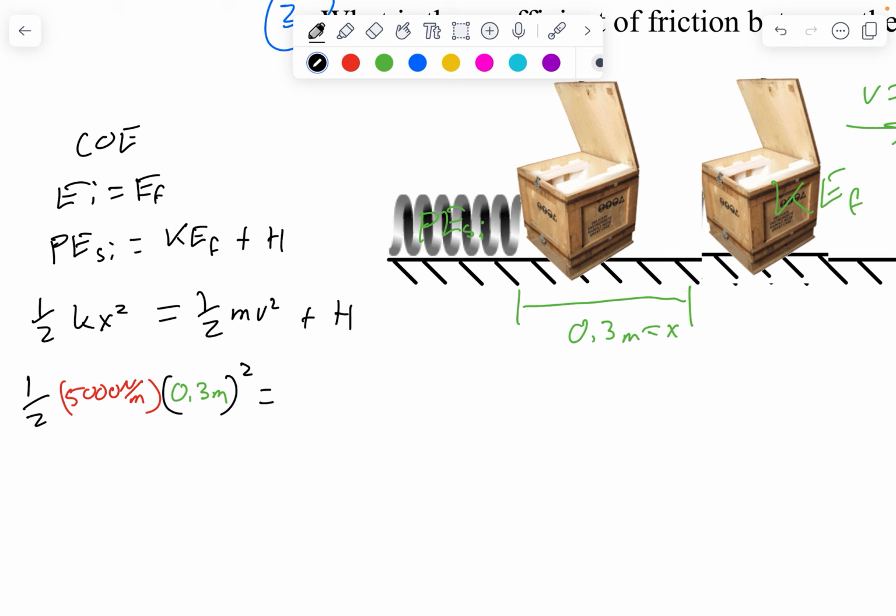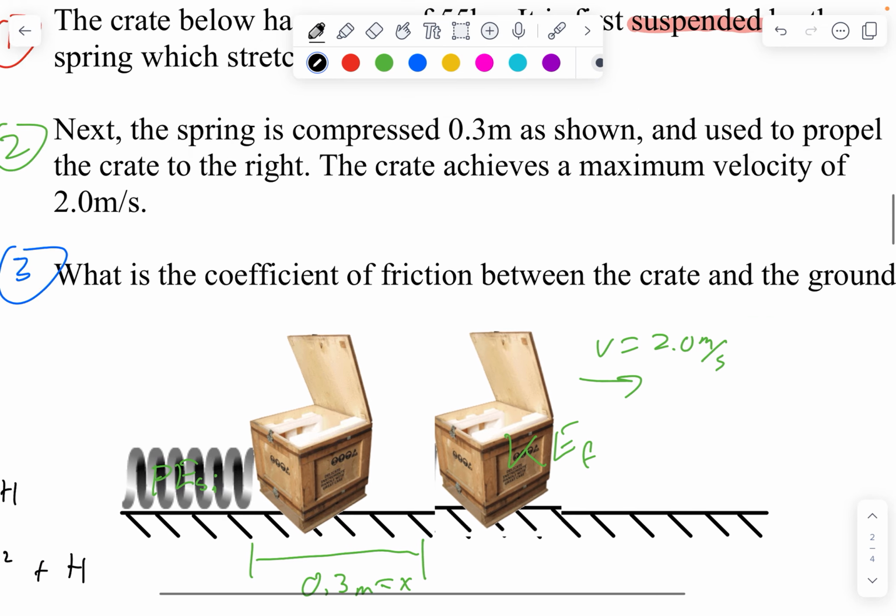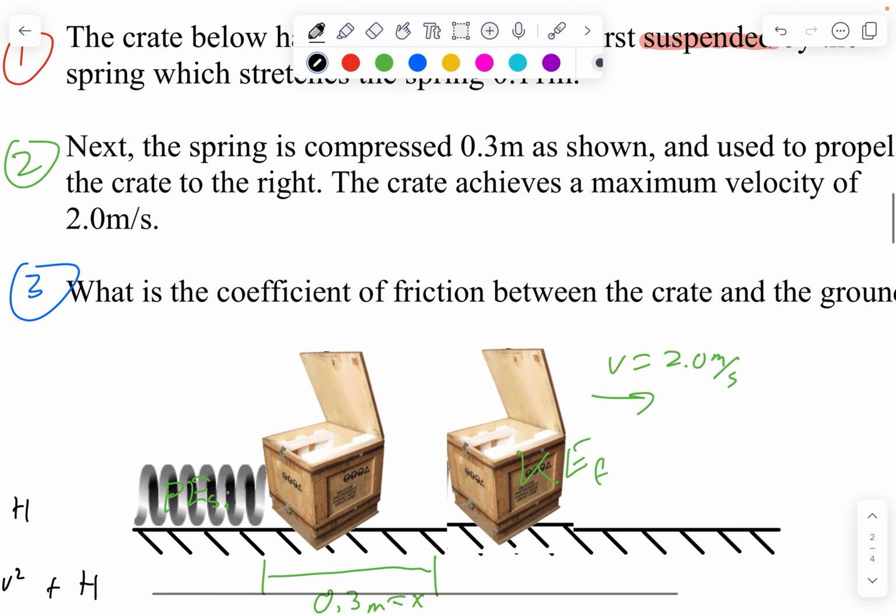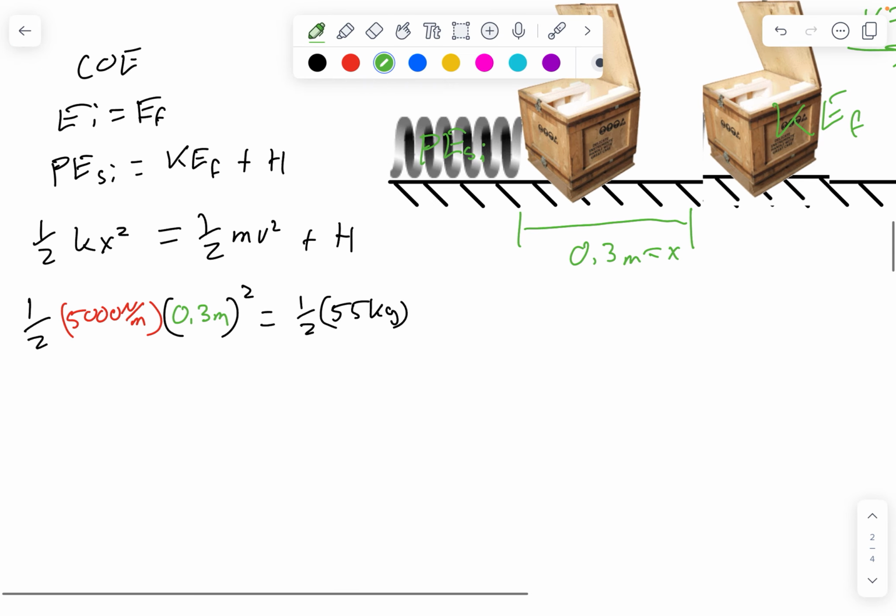When we're using this spring potential energy, don't forget to square that x. So that's equal to 1/2 times the mass. It's still the same 55 kilogram crate. And it achieves this velocity of 2 meters per second. So it's moving to the right at 2 meters per second. Also don't forget to square the velocity. We're going to see that the numbers don't balance because there's this extra thermal energy.